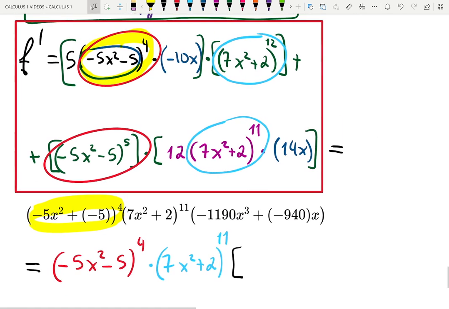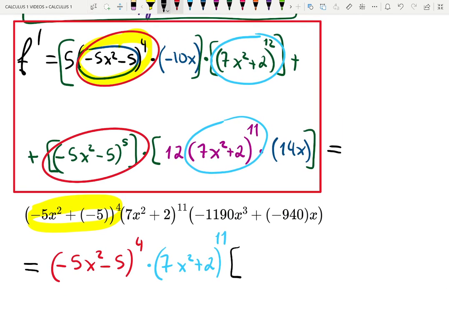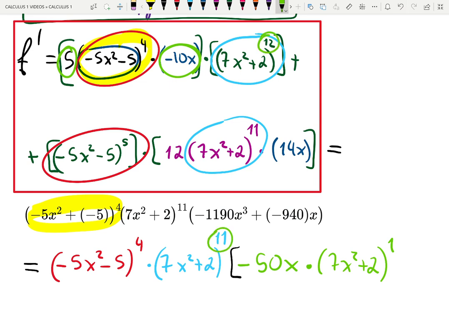Now let's see what stayed. So 5, let me color code it even better. 5 and minus 10 gives you negative 50x. Good. Plus, oh, don't forget, we also need to multiply by 7x squared plus 2 to the 1. This was 12, but we are factoring 11, so we have to keep 1. Oh, so they even distribute this later. Well, that's lots of extra work.